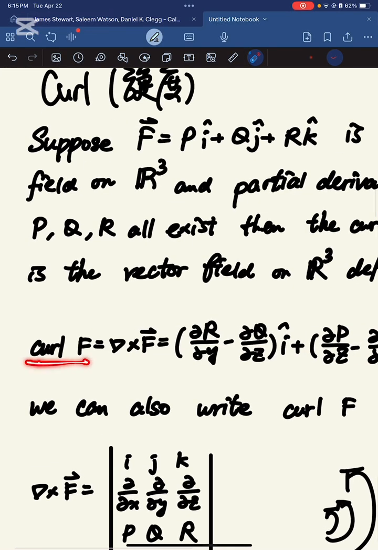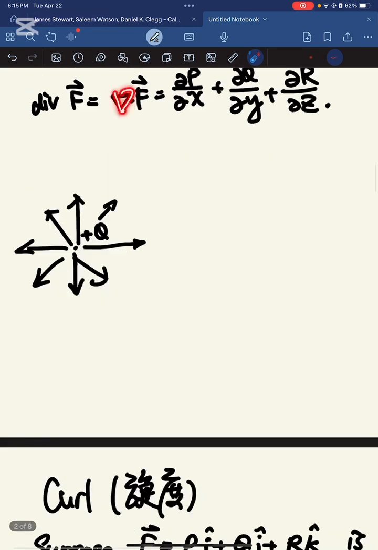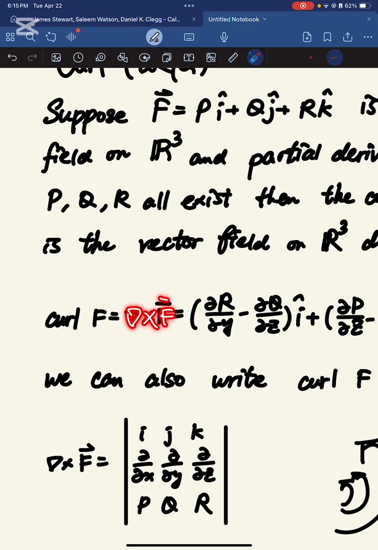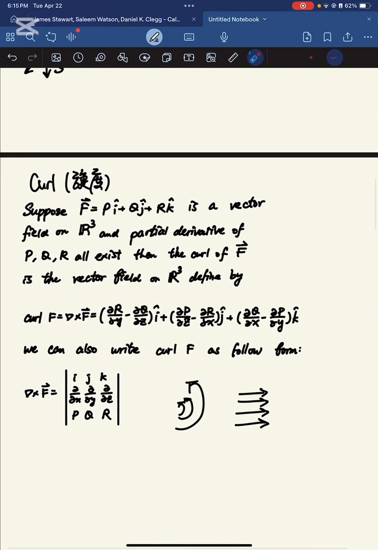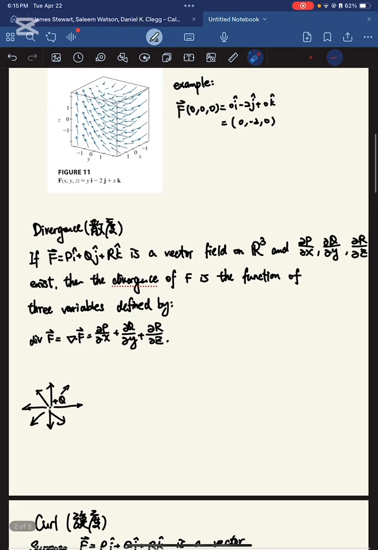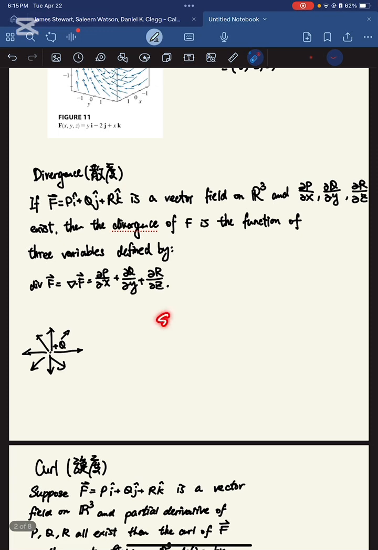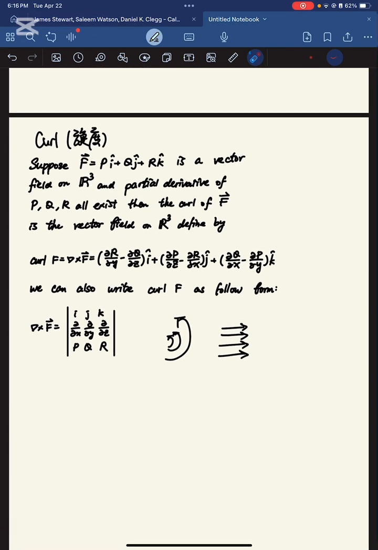And we can write curl F like divergence, using del with a cross here, and we can write it as a 3 by 3 matrix, which gives the same result. We just do this one with i, j, k and add them up. Note that divergence outputs a scalar, and curl outputs a vector. So you can give it a vector field and get a vector field out.